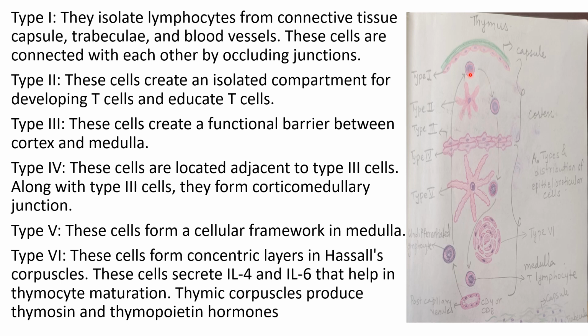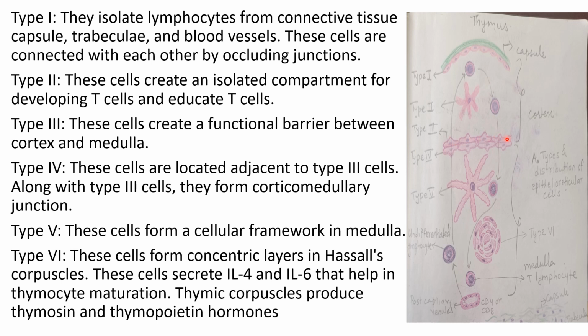Now the type 2 epithelio-reticular cells form an isolated compartment for developing T cells and educate the T cells. We know that the immature T cells are not immunocompetent and they can destroy themselves. So an isolated compartment is provided to the T cells till they get educated, or till they become immunocompetent. Then the type 3 epithelio-reticular cells form a functional barrier between the cortex and medulla. So this is the type 3 epithelio-reticular cell.